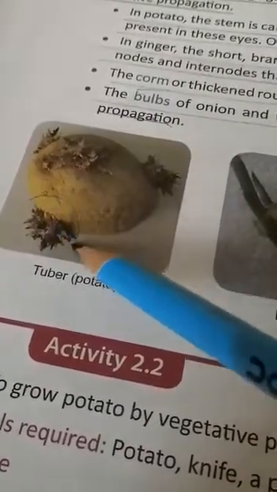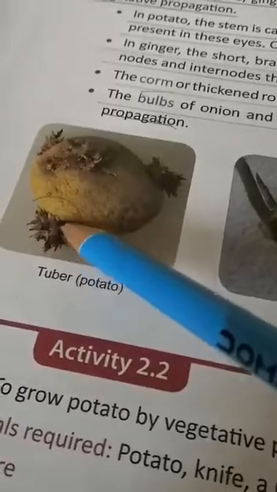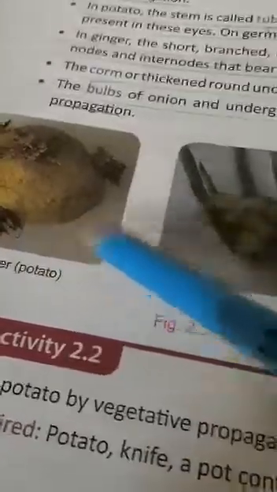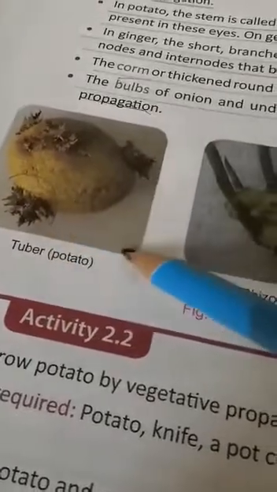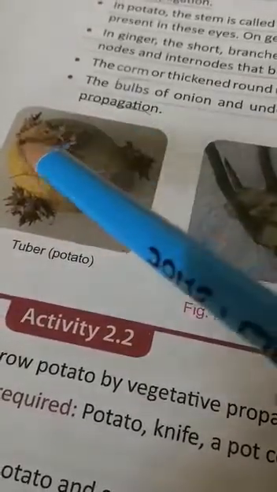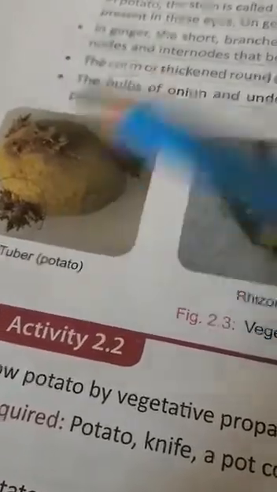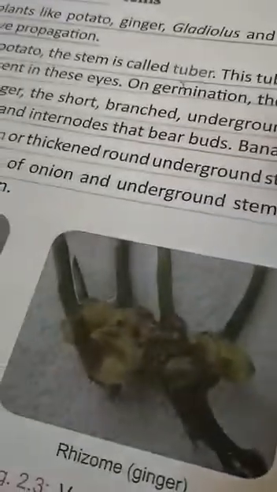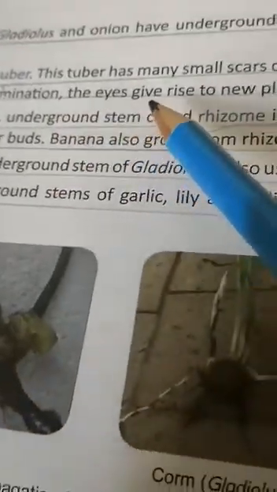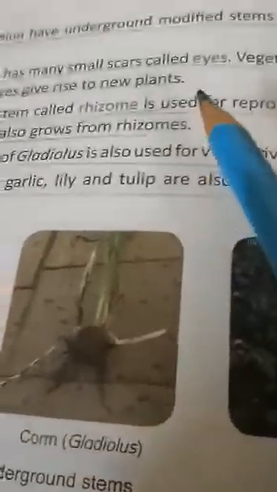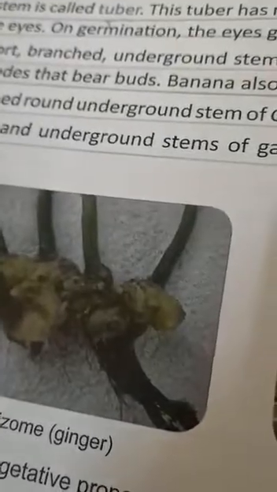So if you cut this notch, the part where the new ones are growing, and plant it, this will grow into a new plant. So you can grow one plant from this, another from this, another from this. As many notches as there are, so many new plants can be grown from one potato. We have seen that these are called eyes. The vegetative buds are present in these eyes. On germination, the eyes give rise to new plants. So from the tuber you can get the new plant.